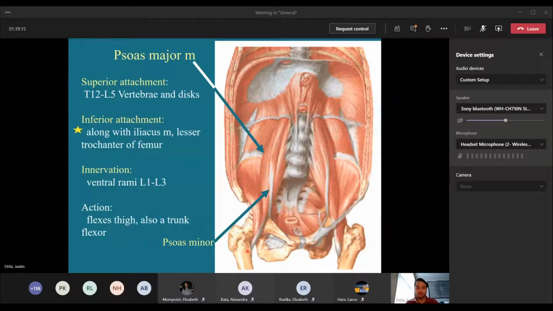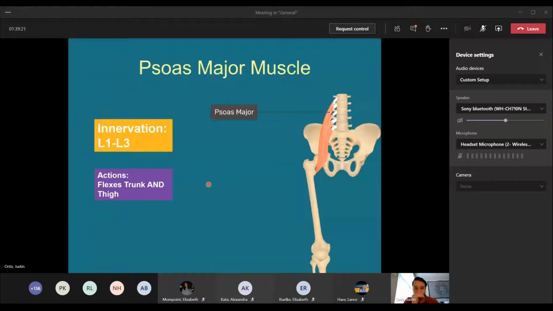So they attach to the lesser trochanter of the femur, and those are going to be those two muscles. The psoas major specifically, remember, is only going to be innervated by L1 to L3. You can see this psoas major attached to these lumbar vertebrae, and it's attached to this lesser trochanter of the femur. So when the psoas major contracts, it's going to pull the thigh upwards, but it's also going to flex the trunk. So it flexes the trunk and flexes the thigh.